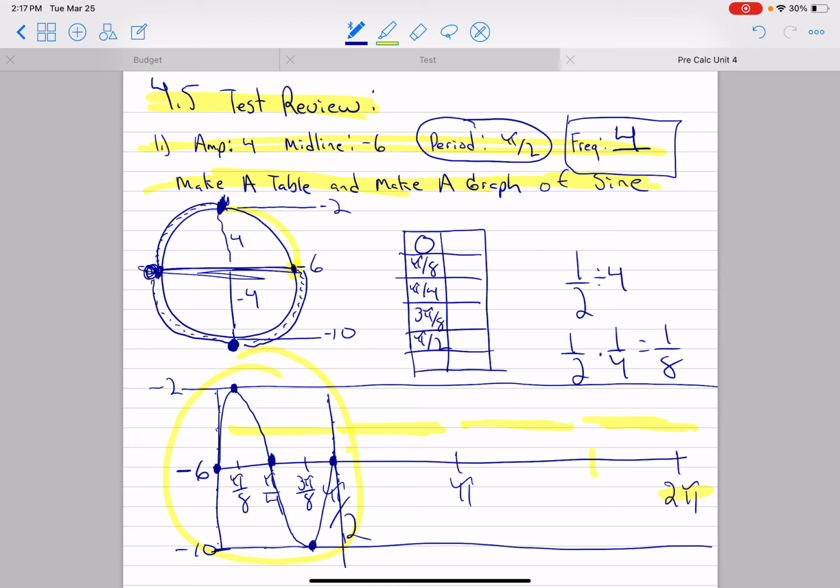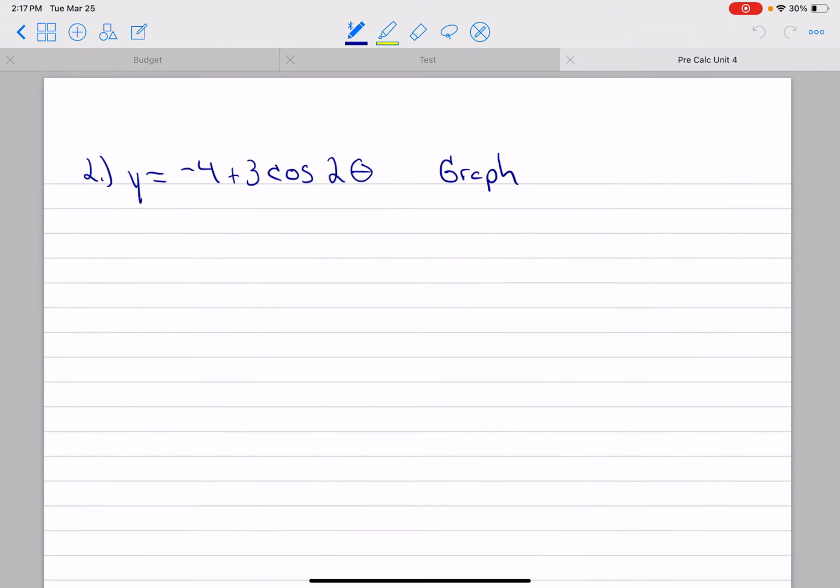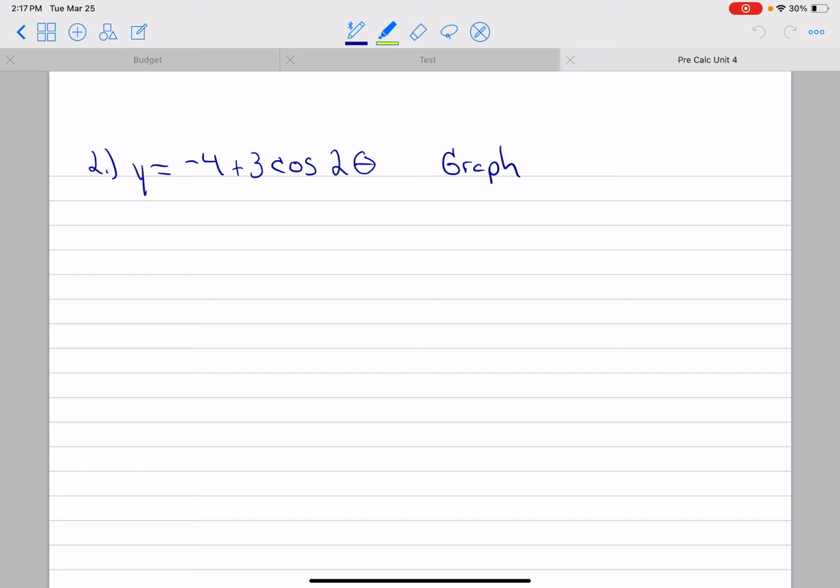Let's do one more. All right, so write this down. Y equals -4 plus 3 cosine 2 theta. You're going to graph it. So again, this is the same thing, but I just gave you the equation instead of just giving you all the attributes on their own. So why don't you go ahead and graph that thing, including drawing your own graph on whatever it needs to be.